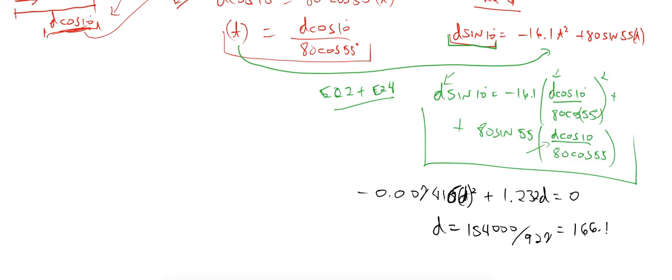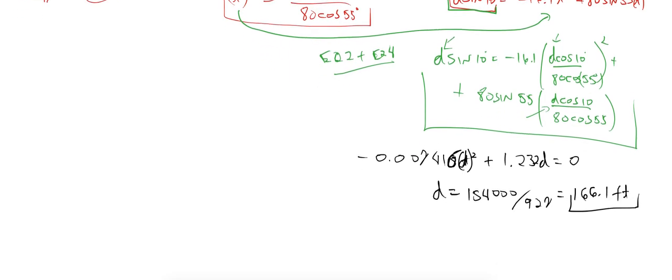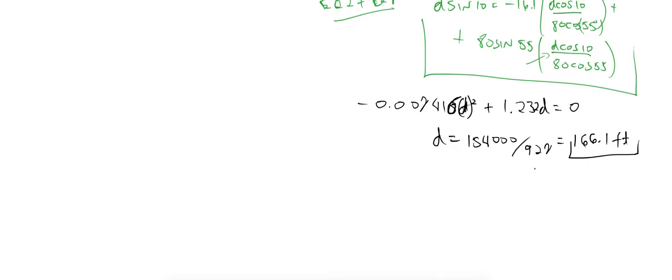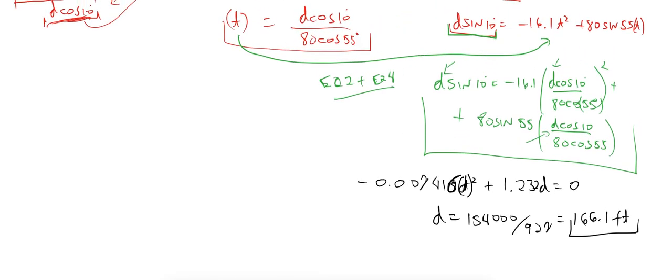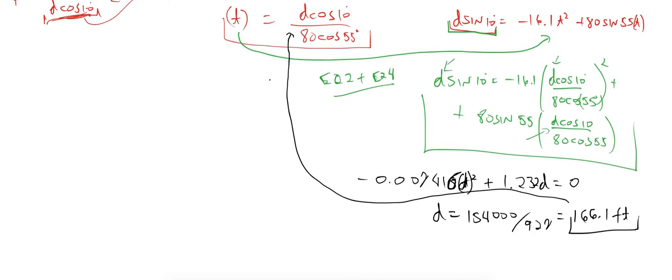166.1 feet. Okay, so that's the distance in the diagonal from launch to landing, right? So now that we have that, it took me a little while to calculate, I apologize for that. Now that we have that, all we have to do is take this information and plug it in here, or plug it in the other one, whichever you prefer, and solve for time. But I'm choosing the first one because it's so much easier.